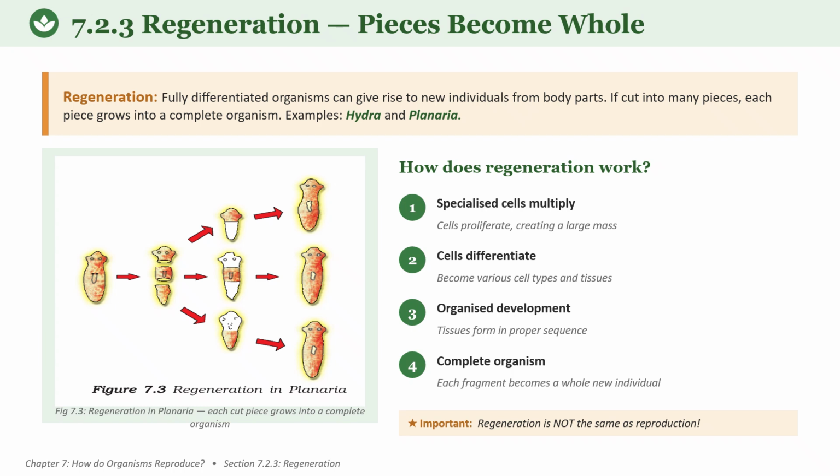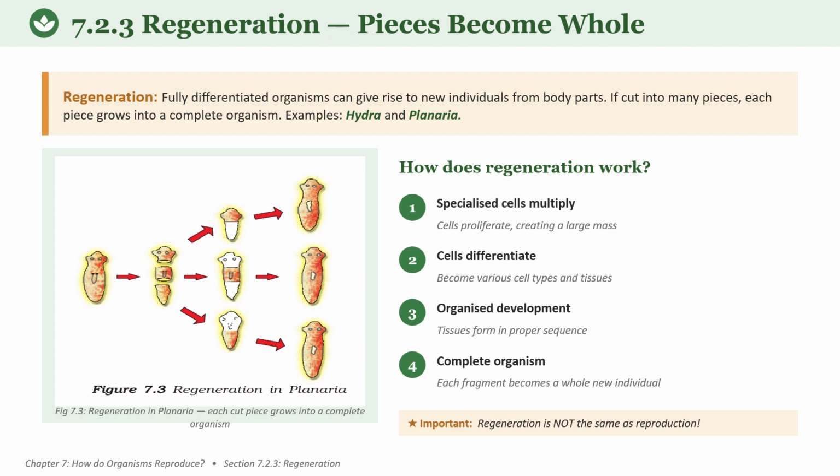So what is the process of regeneration, children? First, cell division occurs. The specialized cells divide rapidly. Then formation of the cell mass occurs. A mass of new cells is produced. And then cell differentiation occurs. What is cell differentiation? These cells become different tissues and organs. And formation of a new organism. A complete organism is developed.